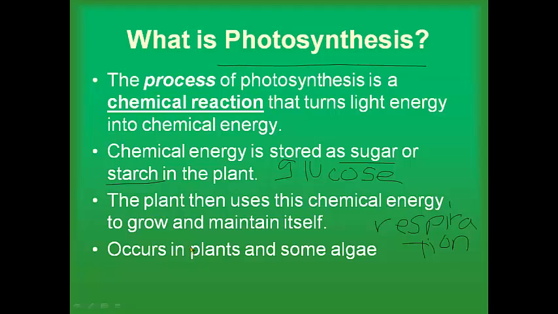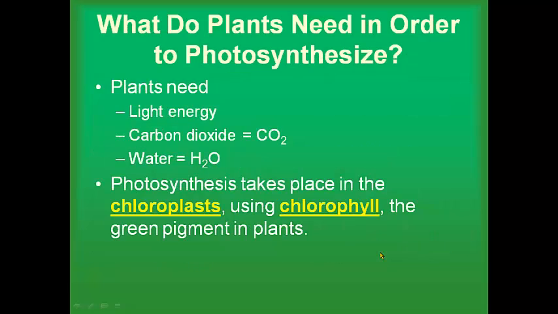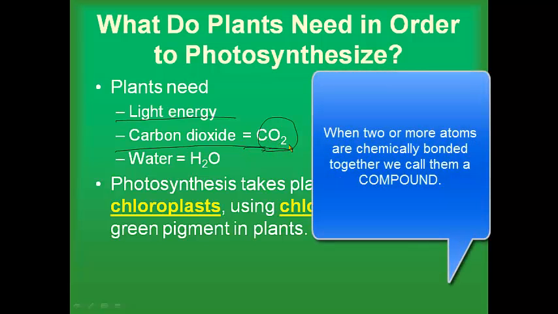This photosynthesis occurs mainly in plants and some forms of algae. So that's where it usually happens. What do plants need in order to do photosynthesis? Well, a plant needs light energy, usually from the sun. It can be indoor light sometimes, especially with indoor plants, but usually it's from the sun. A plant needs carbon dioxide, and this is the chemical symbol for carbon dioxide. It's got 1 carbon atom and 2 oxygen atoms chemically bonded together. That's carbon dioxide. And the plant needs water. Again, 2 hydrogen atoms and 1 oxygen atom bonded together. So that's the chemical symbol for water.